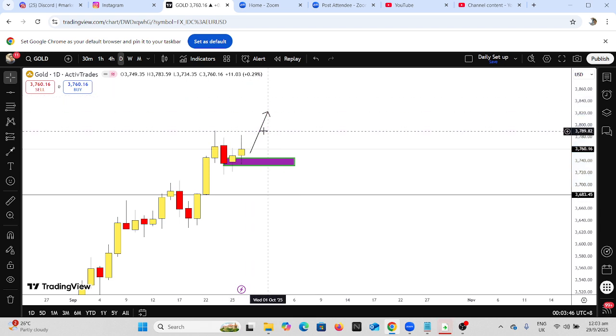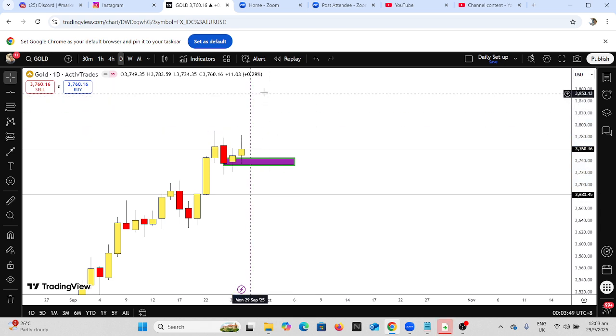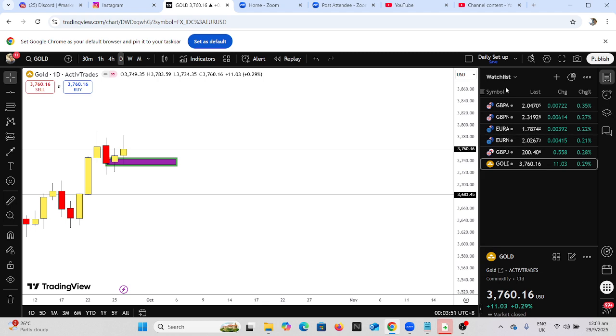And that will be all for my analysis, as I keep my pairs that I watch only to this couple of pairs: pound Aussie, pound NZD, euro Aussie, euro NZD, and pound yen. That's all. So I'll see you guys in the coming week.